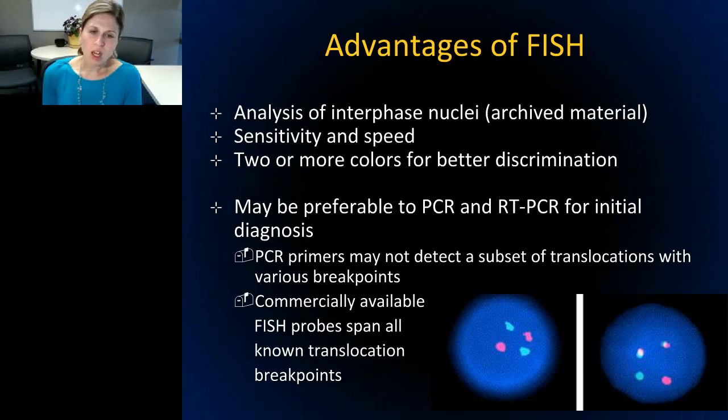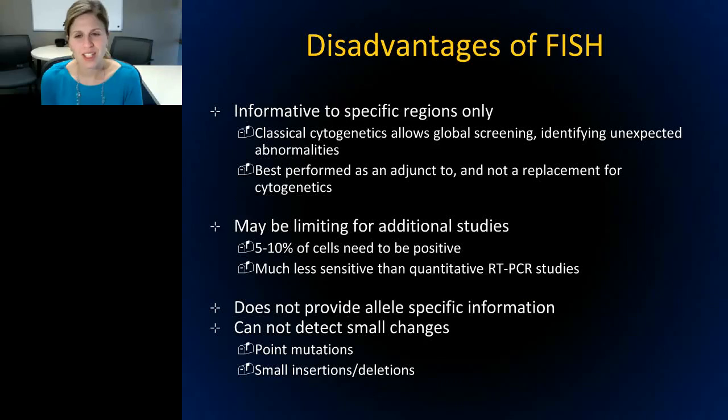It might be useful to use FISH initially to determine whether or not we have the potential for a translocation having taken place. But real-time reverse transcriptase PCR is probably going to be used later on as a confirmatory mechanism. There are commercially available FISH probes for all known translocations, but certainly there's other translocations that we don't know about.